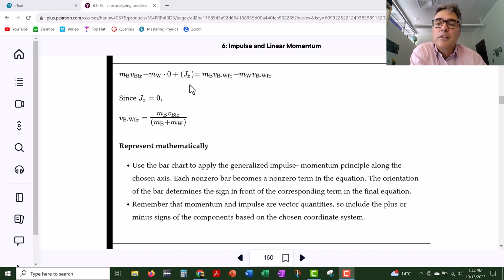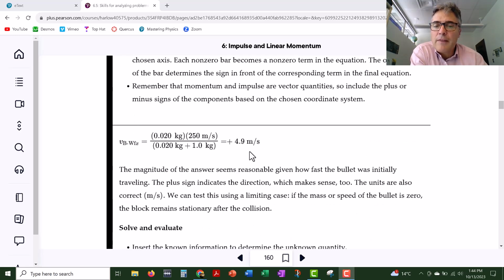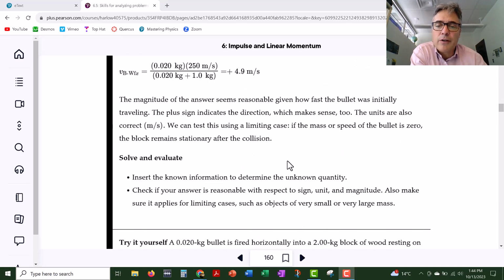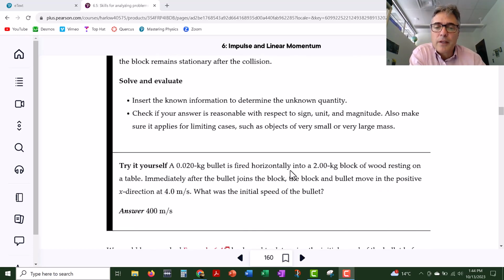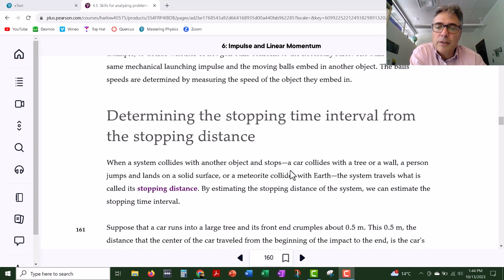Initial momentum plus the external impulse, which in this case equals 0, equals the final momentum. And then you solve and evaluate. Solve for your unknowns, check if your answer is reasonable. And so that's a good example to go through.